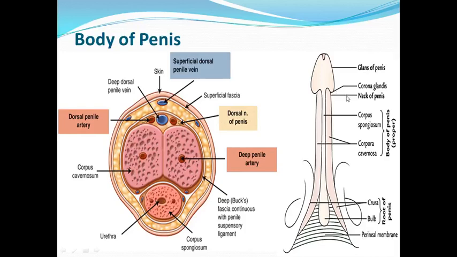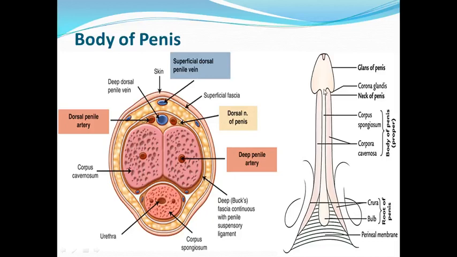Now at the neck, I already talked about the skin which encloses the whole length of the penis and terminates at the neck of the penis in various folds, which is called the prepuce or the foreskin of the penis.